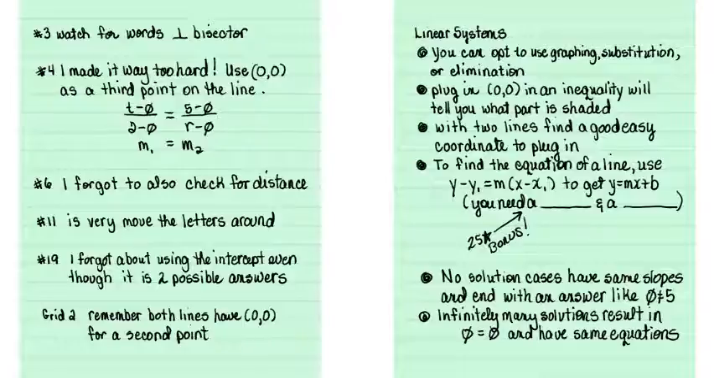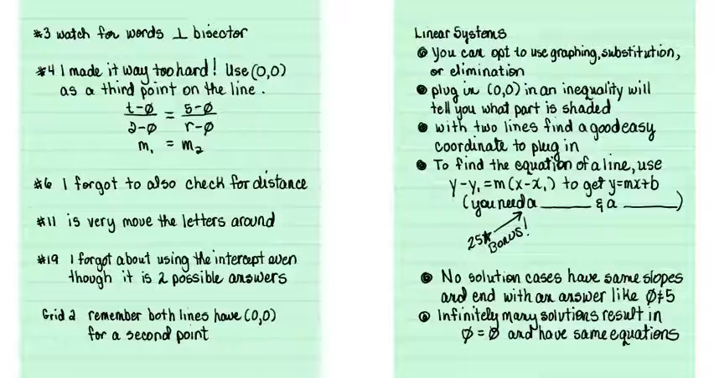Number 11, you just have to move the letters around here, remembering that H plus M is actually a Y value. Number 19, intercept. Even though the answers had x-intercept and y-intercept as possibilities, I really forgot to check for that when the other things weren't working. And there's that 0, 0 origin. I had to kind of remember that for grid in number 2.